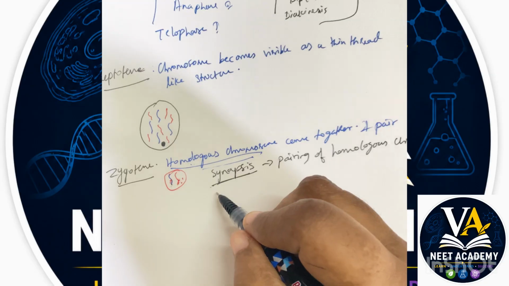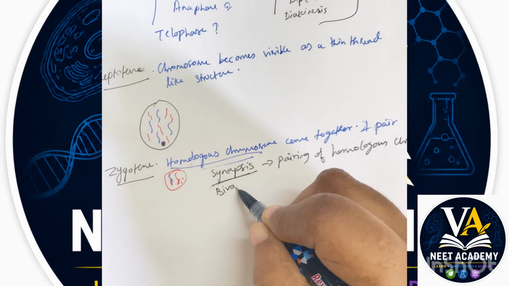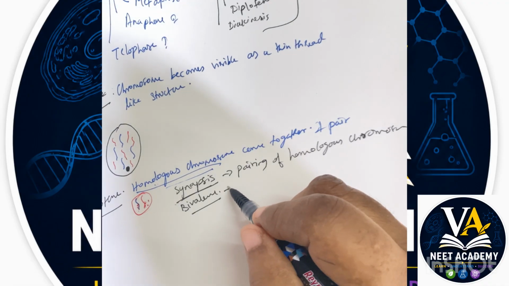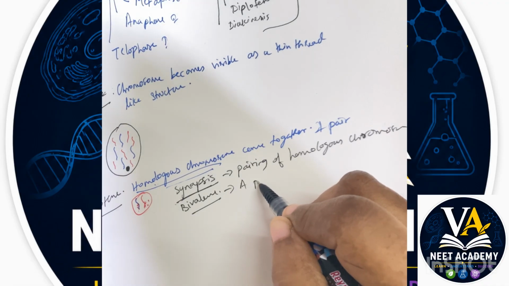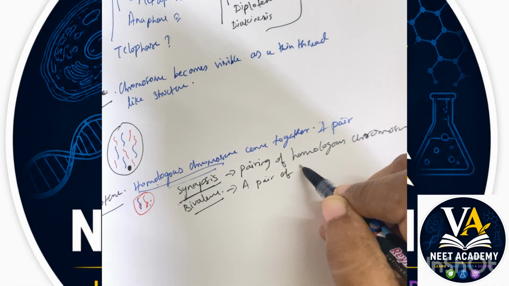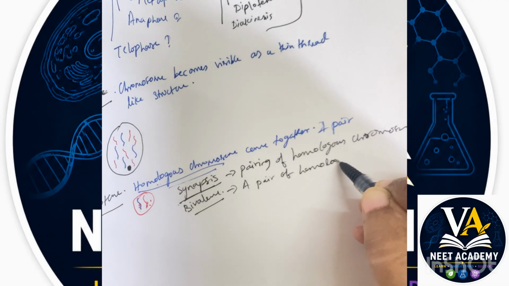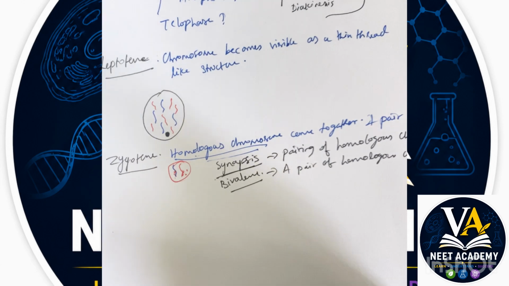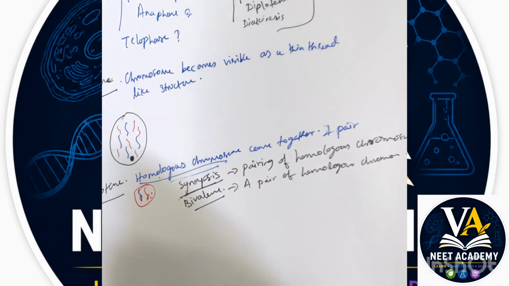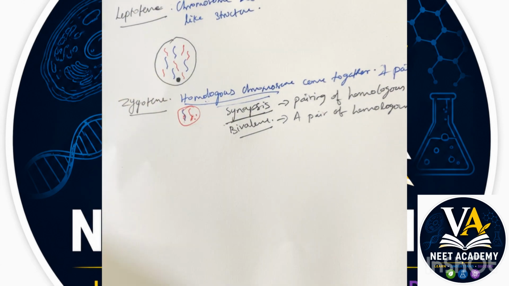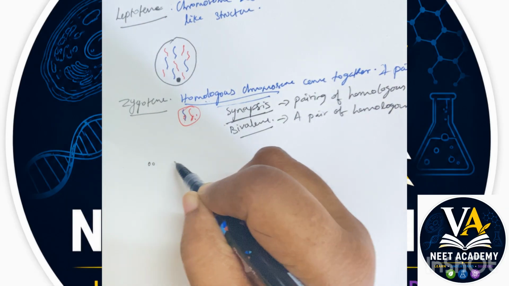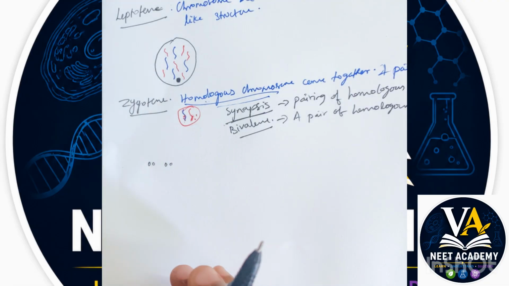Okay, and here I would like to introduce you to another term, which is bivalent. Bivalent is nothing but a pair of homologous chromosomes. Clear, students? Okay, so let us try and draw the diagram here, of a zygotene. I'll first draw and then I'll explain to you.